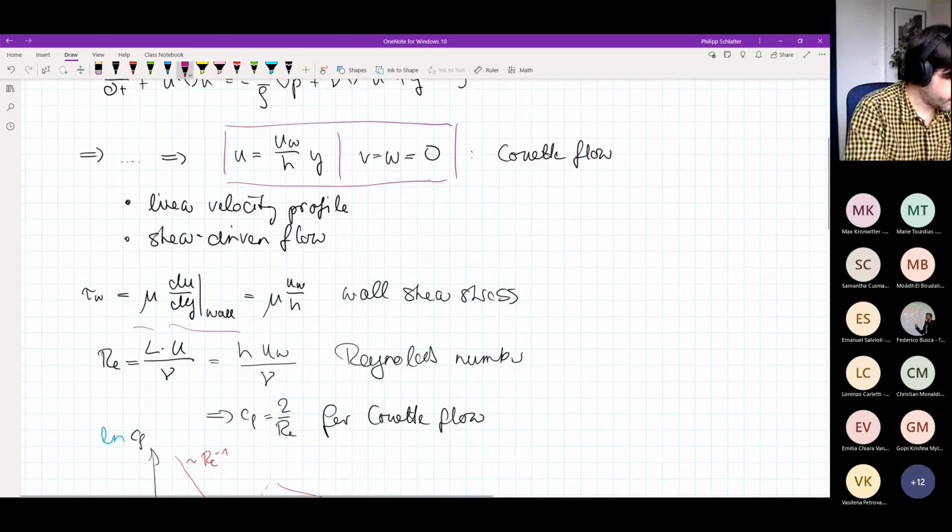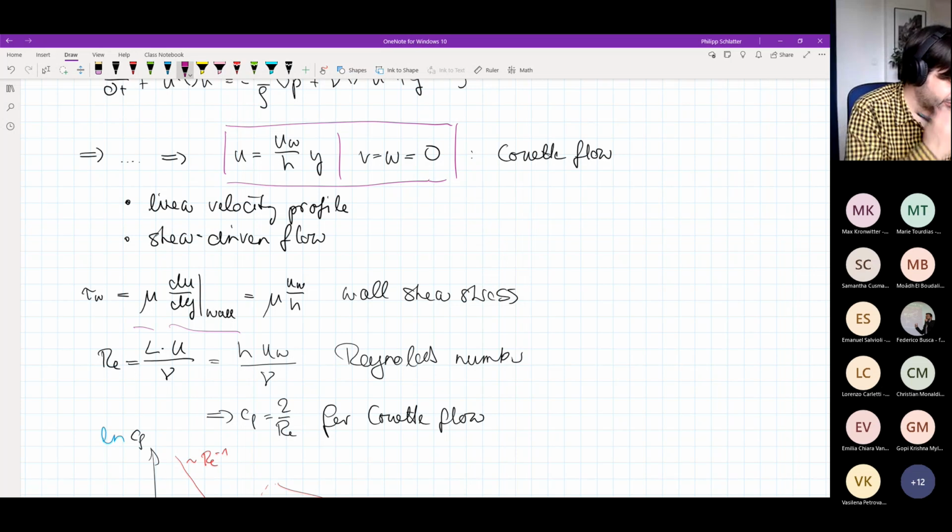And we then also introduced the Reynolds number, because we realized that maybe looking at non-dimensional problems could be relevant. So we introduced the Reynolds number as a length scale times a velocity scale divided by the viscosity. And in the case of Couette, we get h times uw divided by nu as the Reynolds number.